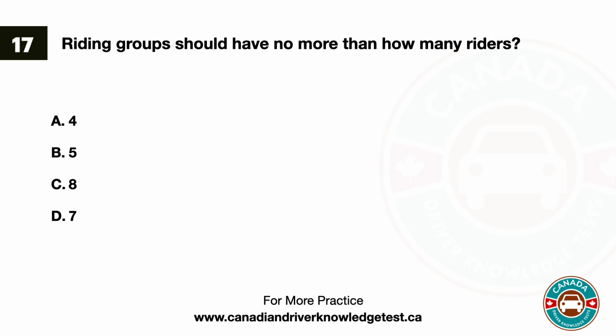Question 17. Riding groups should have no more than how many riders? A. 4. B. 5. C. 8. D. 6. The answer is B. 5.